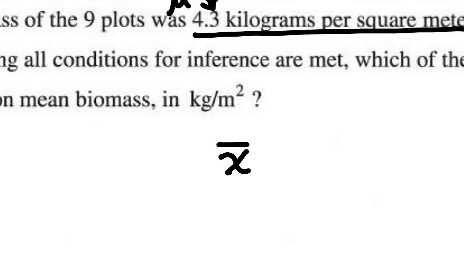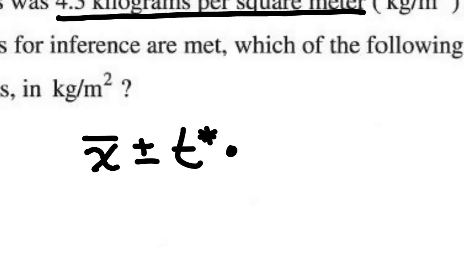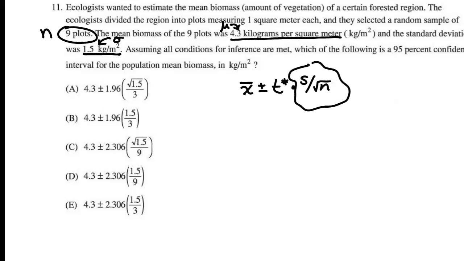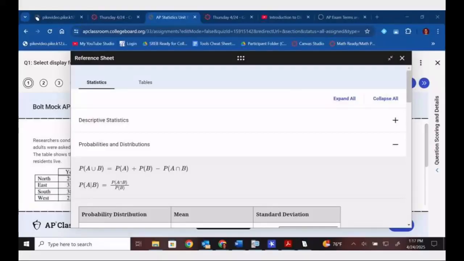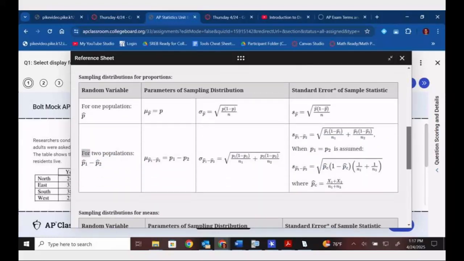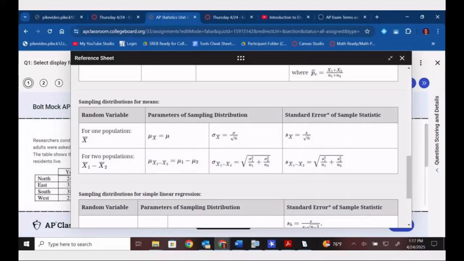So this would be X bar plus or minus T star. It has to be T because we're not talking about proportions. Proportions would be Z star times S over the square root of N. This is on your formula sheet. Put away probabilities, come down here. Sampling distributions for means, right here, sigma divided by the square root of N. This is what we're using for standard deviation right here. Or you could look at it as standard error because we don't know what sigma is, so we're doing this.